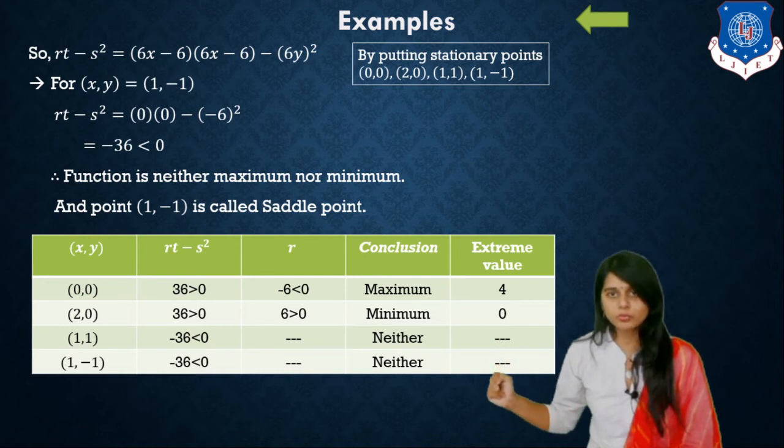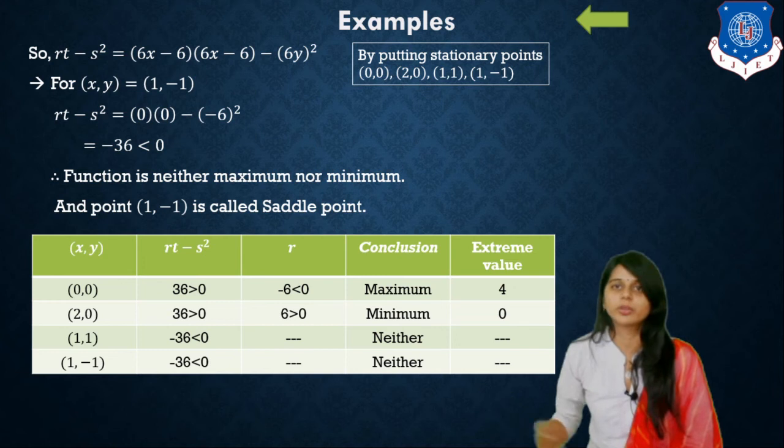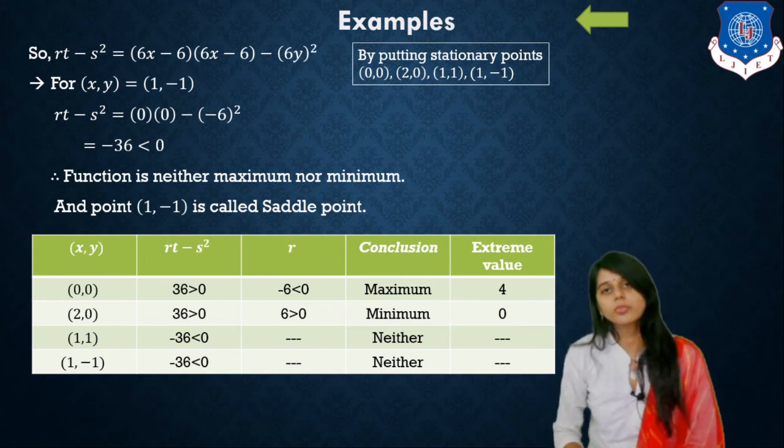For x, y equal to 1, 1, put the value in rt minus s square, it is less than 0. Then we don't discuss r, because the conclusion is neither maximum nor minimum, it is a saddle point. Similarly, in the fourth case 1, minus 1, it is also less than 0, so it is a saddle point. This way we get the extreme values of the function.